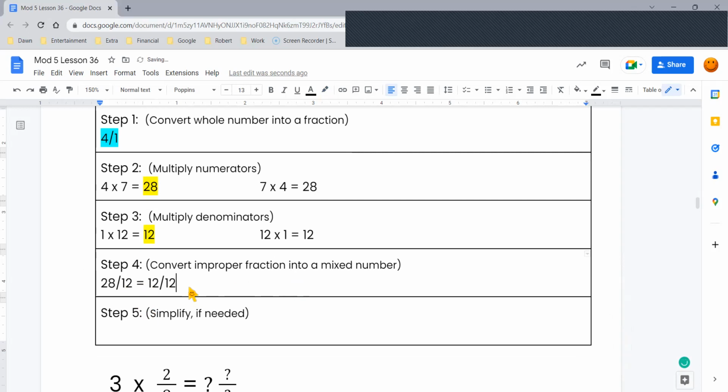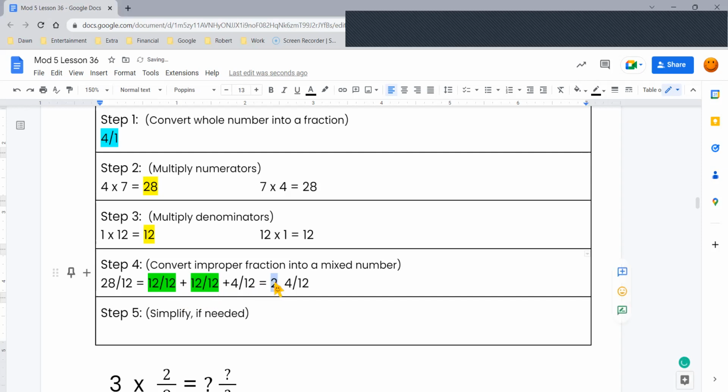So I'm going to do 12, 24, 36. I hear that I've gone too far, so I'm going to take this 12 off. So I'm going to count 12, 24. Now I'm going to take 24 and count up to 28. So 24, 25, 26, 27, 28, and that's 4. So right here, I'm going to count my 12 over 12. So I go 1, 2. I have 2 of them with 4 12ths left.